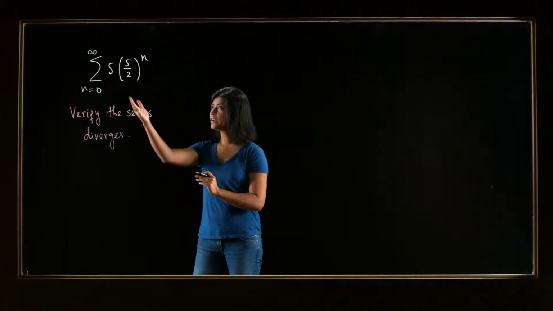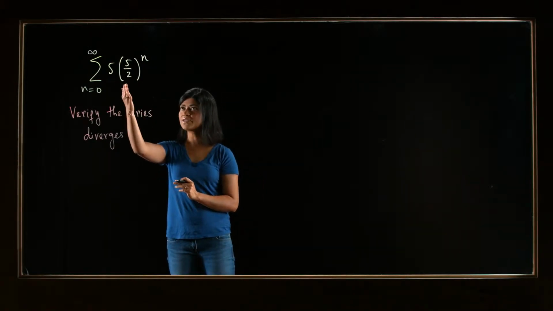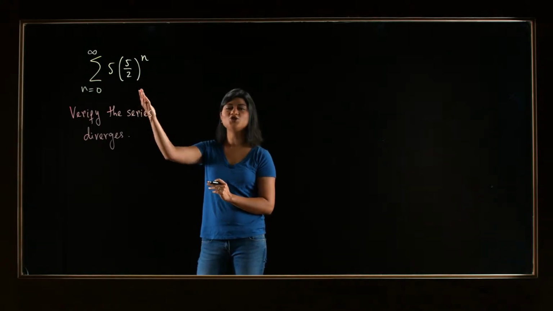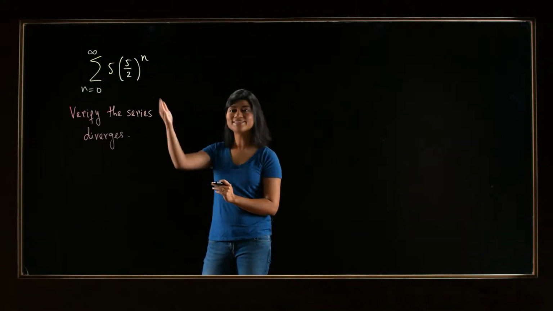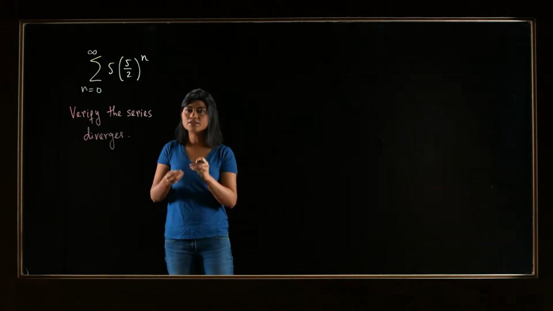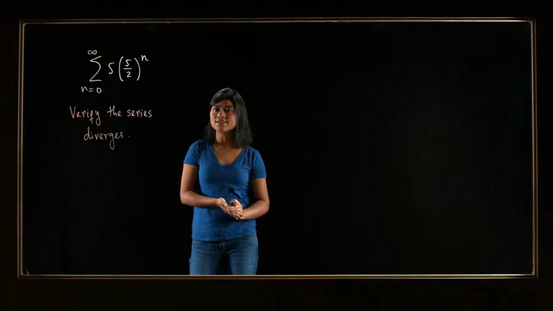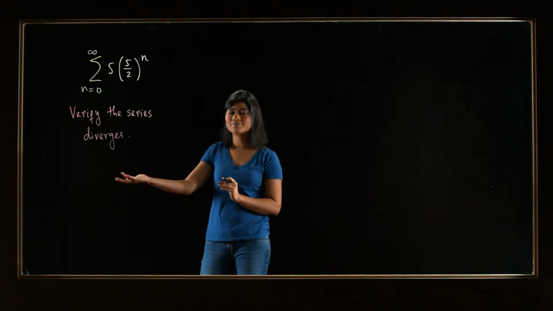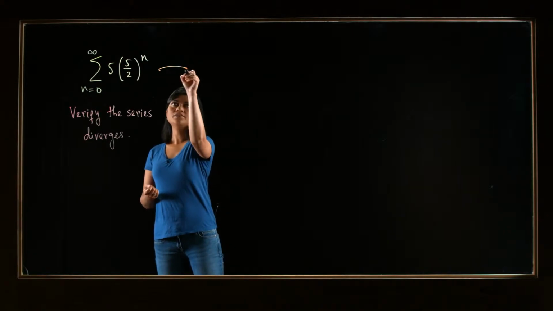Well, look at this one. This is 5 times (5/2) to the n. Doesn't it look like a geometric series? It does, because it is a geometric series. So immediately you should start thinking, let's use that test and see if we can verify using the test for geometric series. So let's try that.